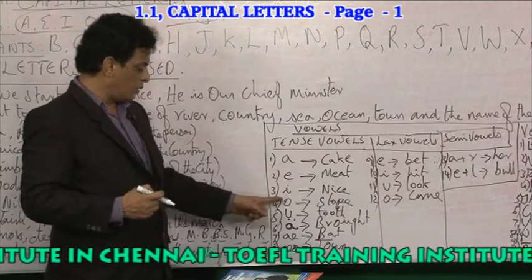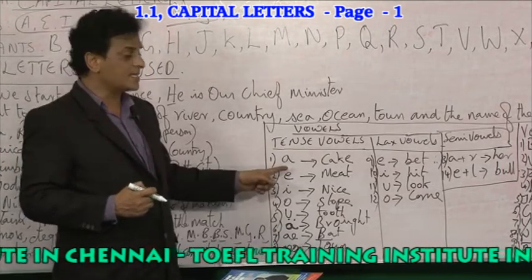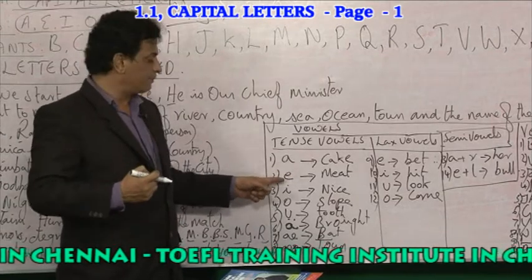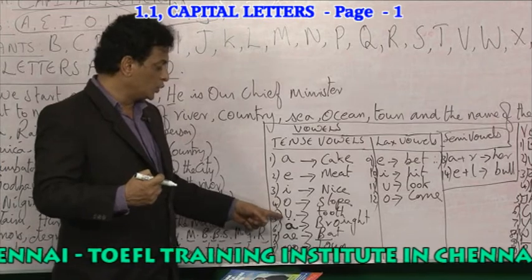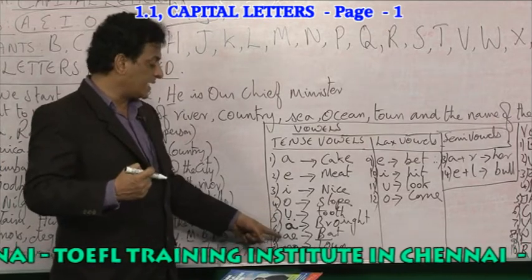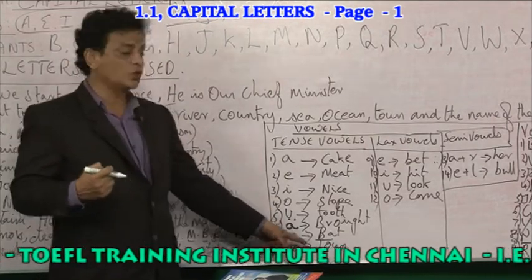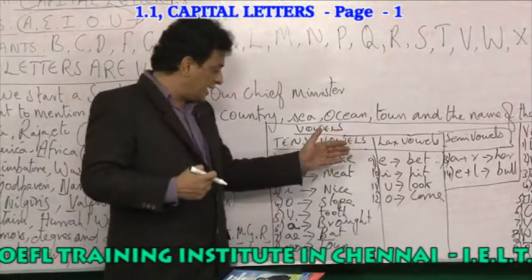So, in tense vowel sounds you have 8 sounds. One is A, cake; E, meat; I, nice; O, slope; U, tooth; A, brought; A plus E, bat; ow, town. So, these are the tense vowel sounds.